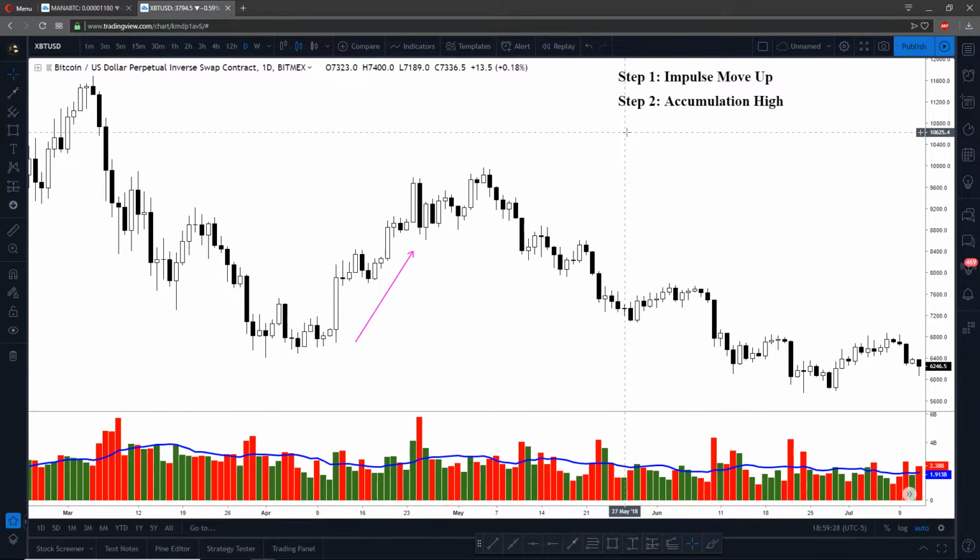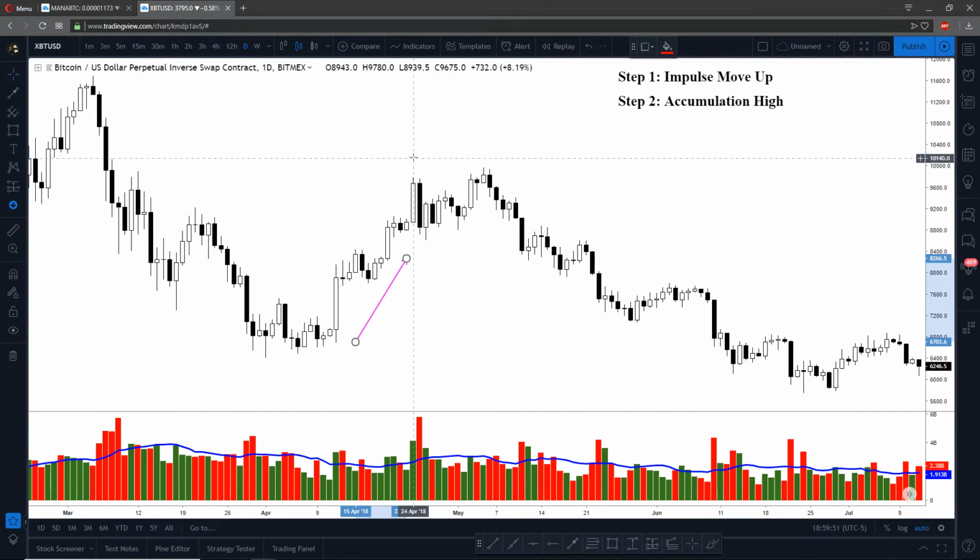This isn't about Bitcoin trading. It's just a way to read accumulation distribution. You can use this on anything. I'm just using Bitcoin as an example. Okay, so here's your impulse move up. Once you start to have this inside bar pattern, that's when you look to form your accumulation high.